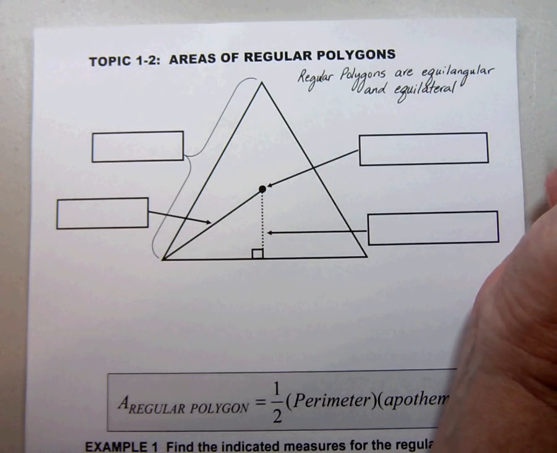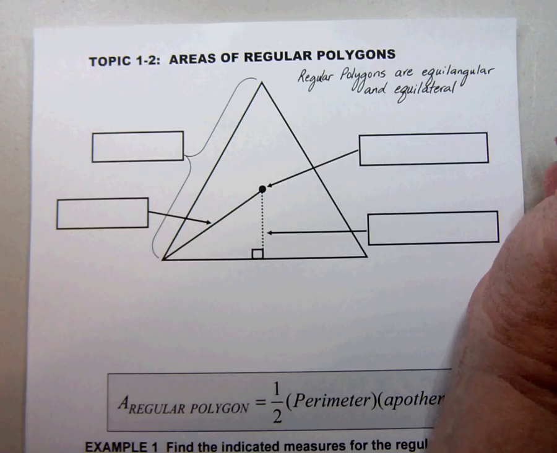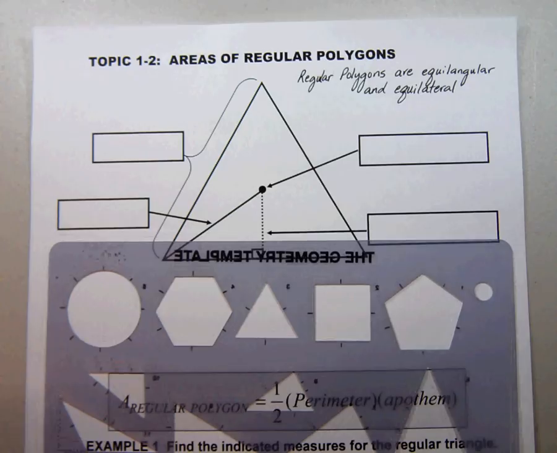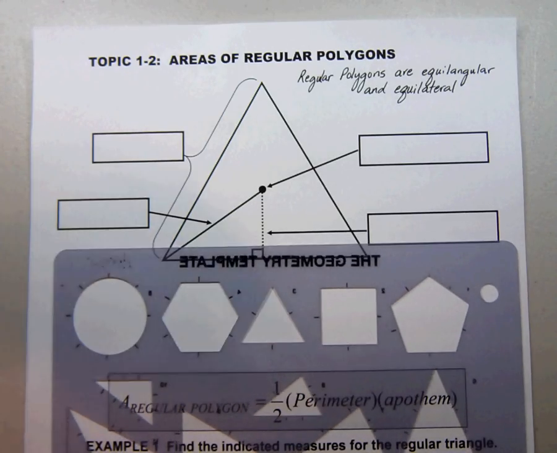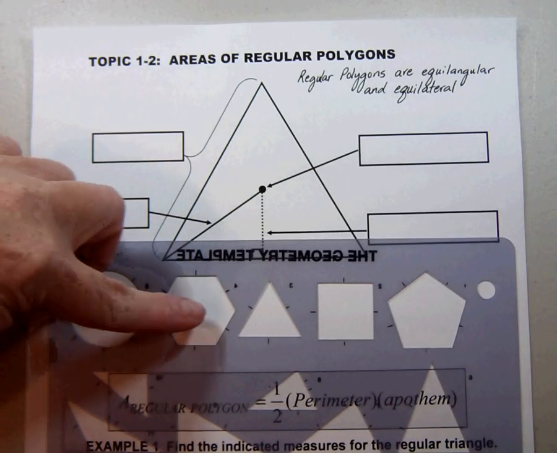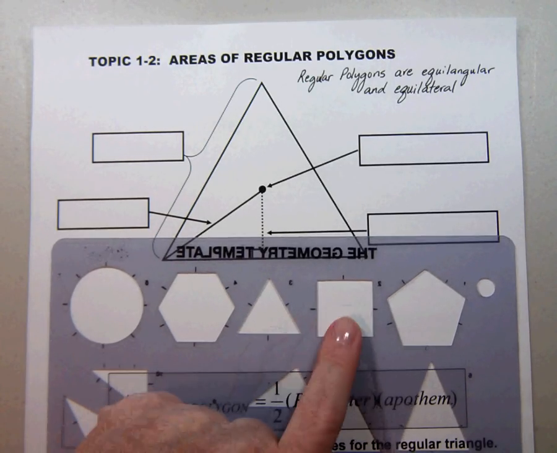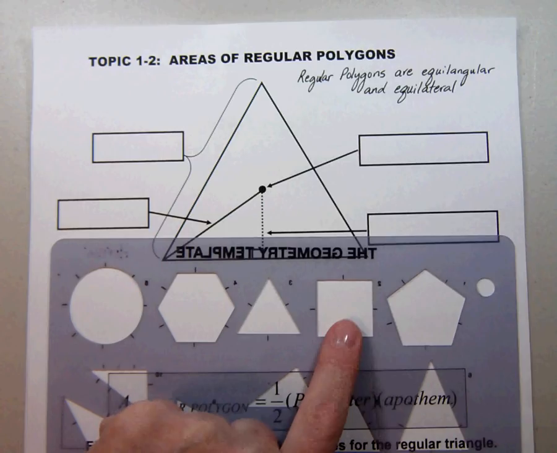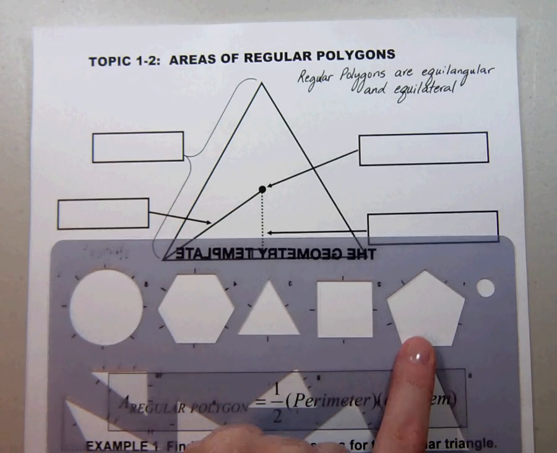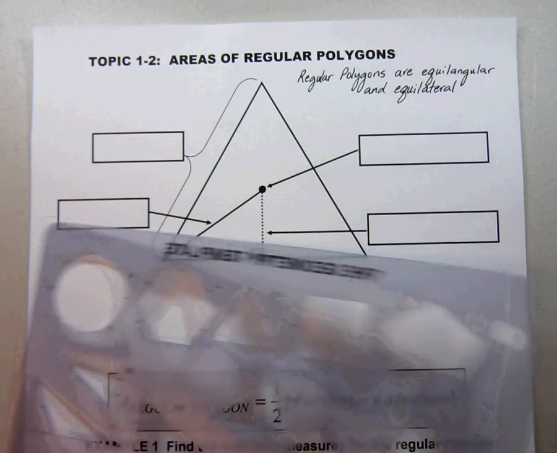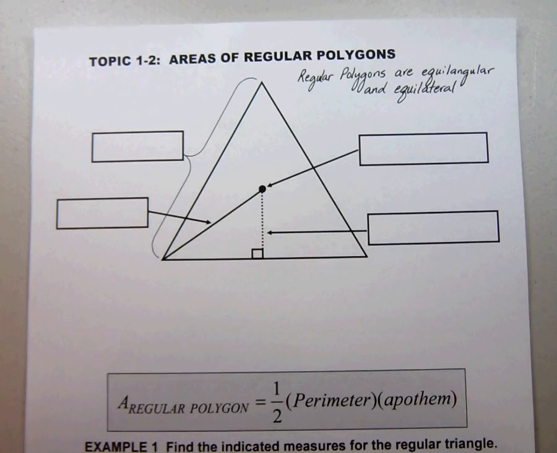It doesn't have to be a triangle. We're just going to start with a triangle. I'll show you my template here, all the regular polygons on this one. Now the circle's not a polygon, but that's a regular hexagon. This is a regular triangle. This one's a regular quadrilateral, and this one's a regular pentagon. So regular just means they are all the same side and all the angles are the same.